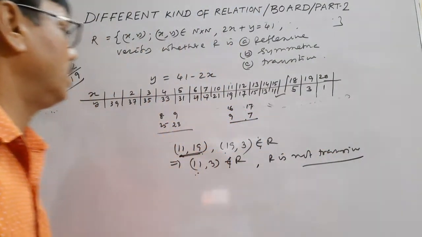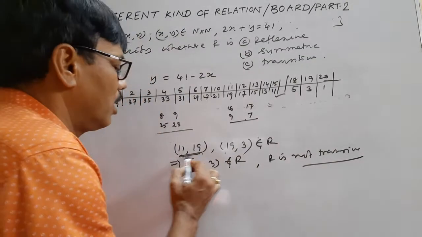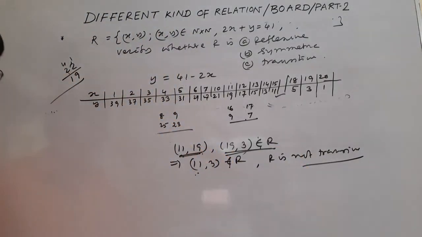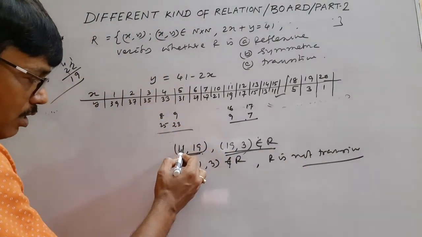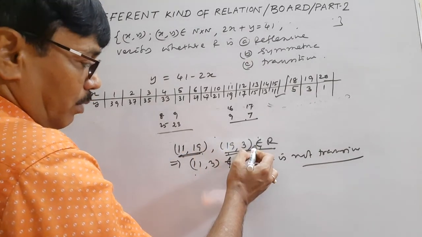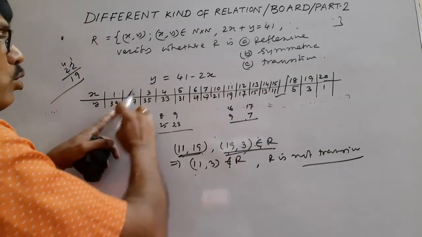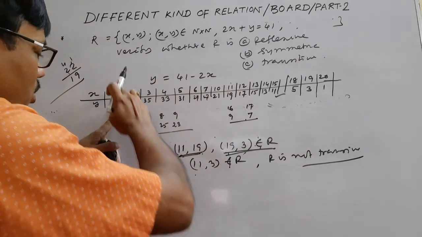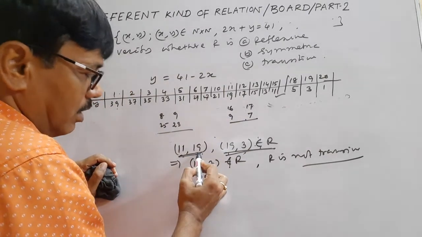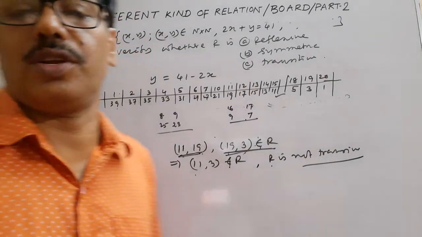So we are getting so many ordered pairs. That is why we are finding difficulty when taking any ordered pair. Now we start with another ordered pair which starts with 19. Look, 1, 39. There is no ordered pair starting with 39. So that is why we are taking 11, 19, 19, 3. So R is not transitive.